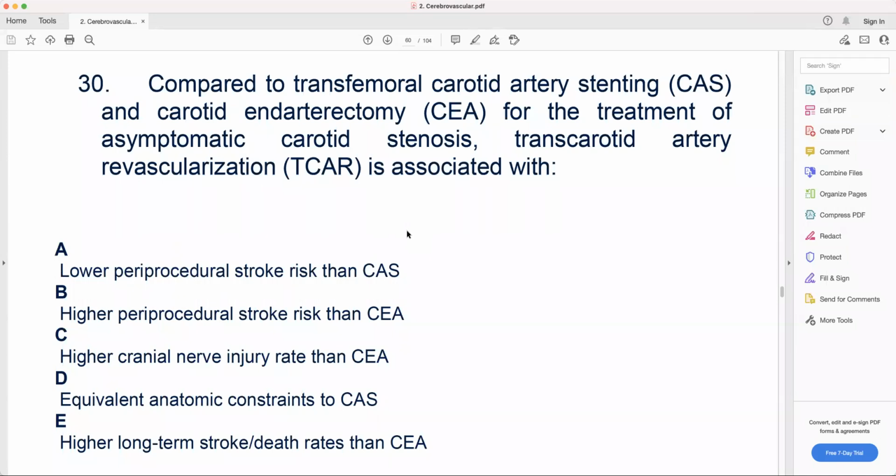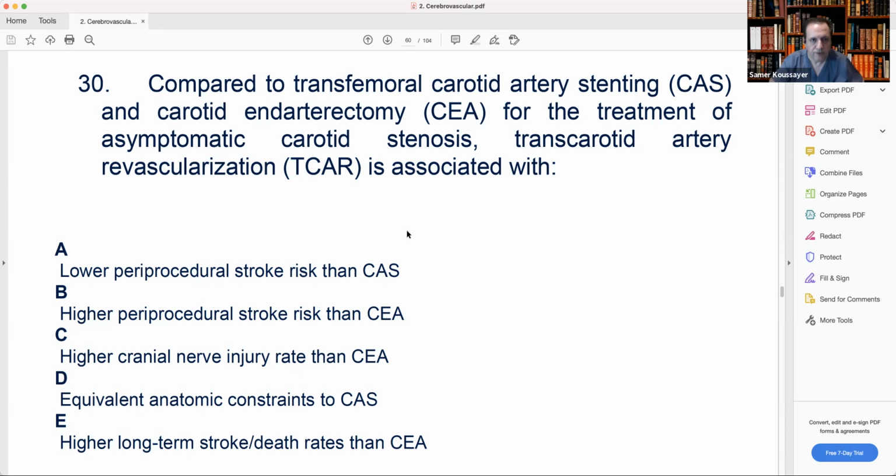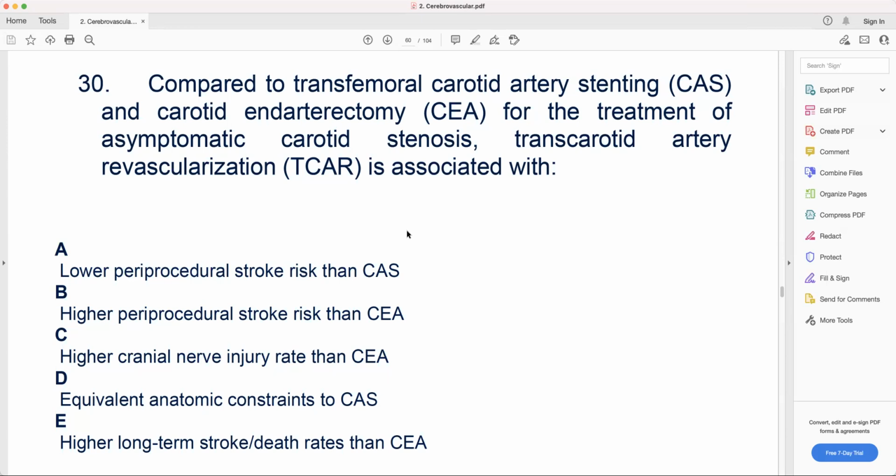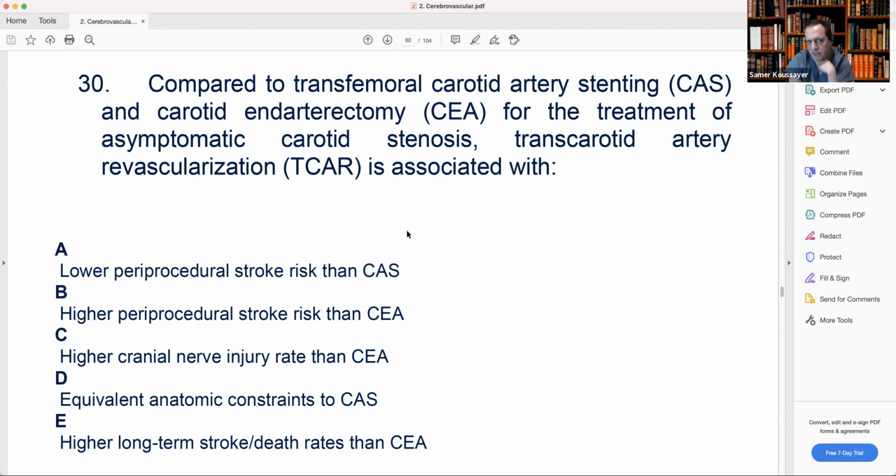Compared to transfemoral carotid artery stenting and carotid endarterectomy for the treatment of asymptomatic carotid stenosis, transcarotid artery revascularization is associated with... Okay, TCAR. Before you go, TCAR. You know how they do TCAR? Yeah, I attended once with you. So what happens? You just make a small incision at the base of the neck.